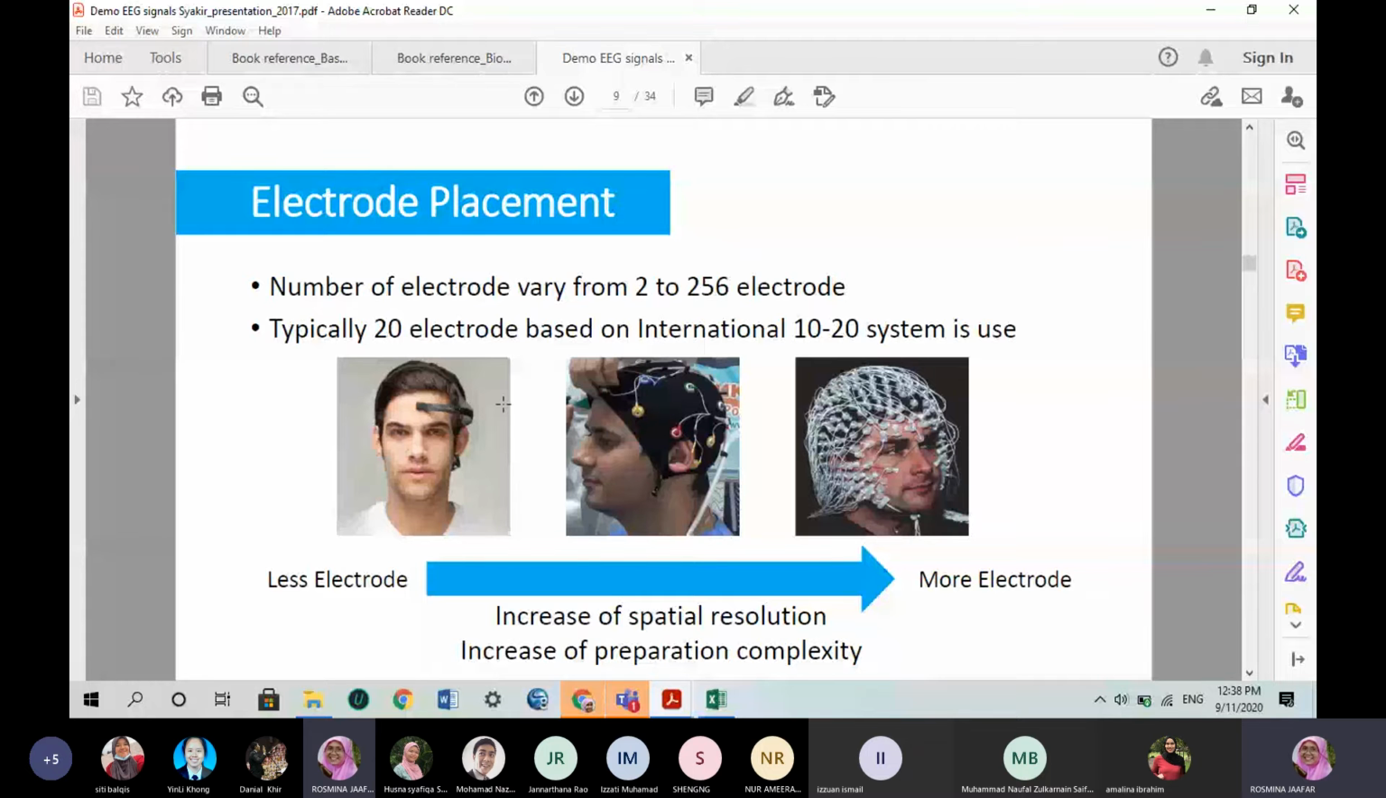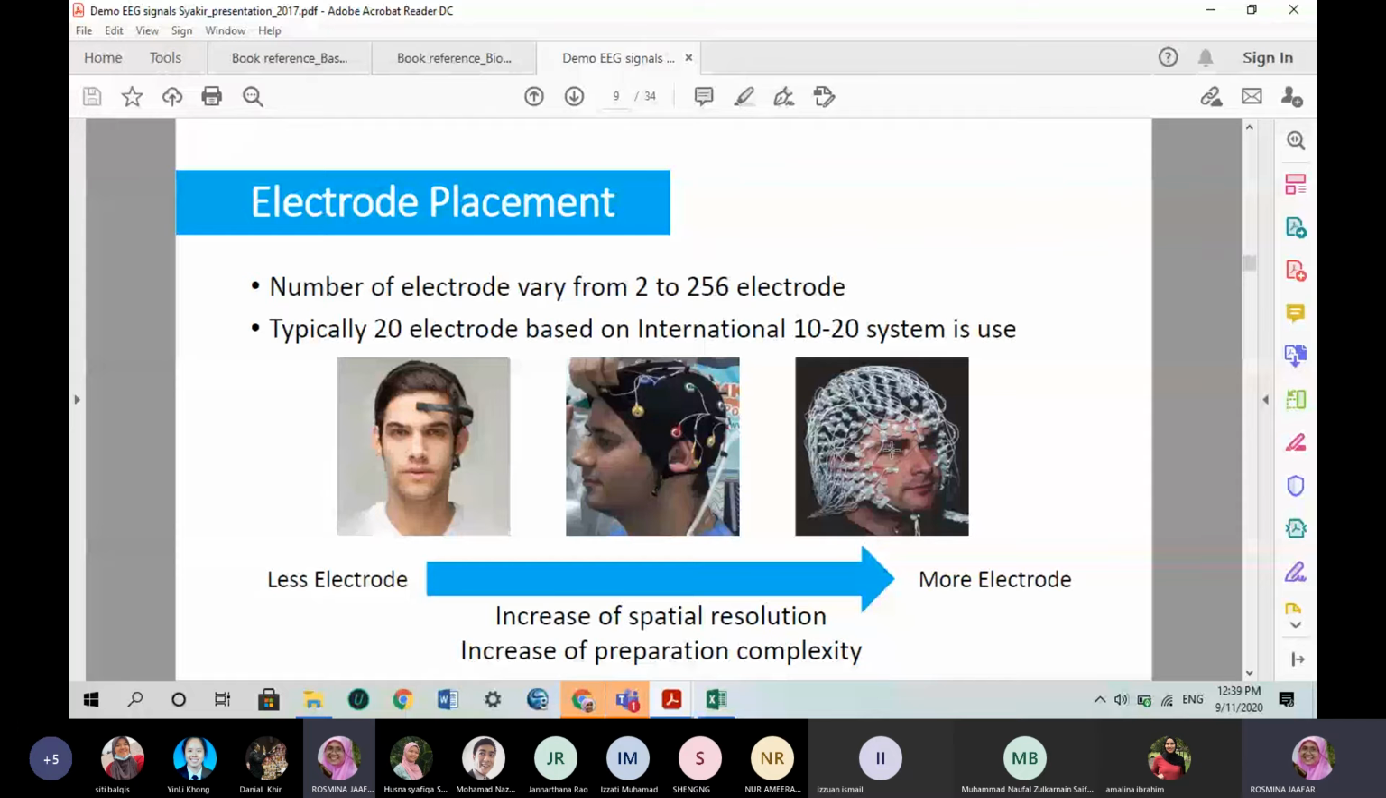I think it's only one electrode. So medical doctors, neurologists, they don't trust this system. Only one channel is not sufficient. They want at least a 10-20 system. So that's why the 10-20 system is the standard measurement.